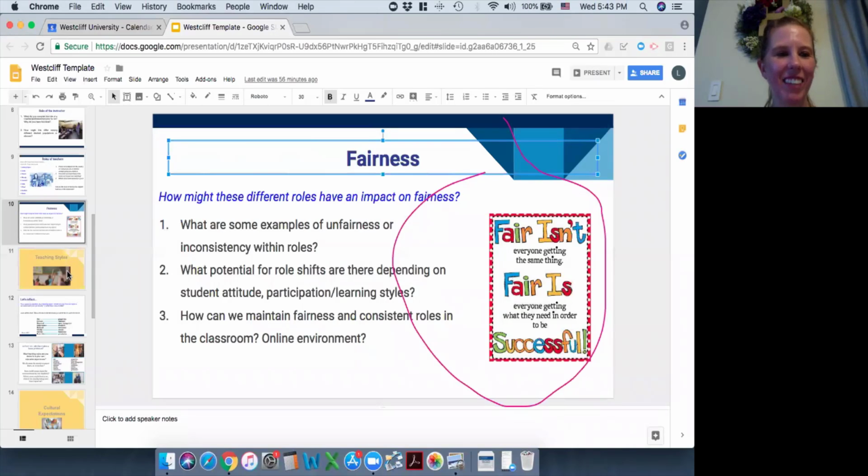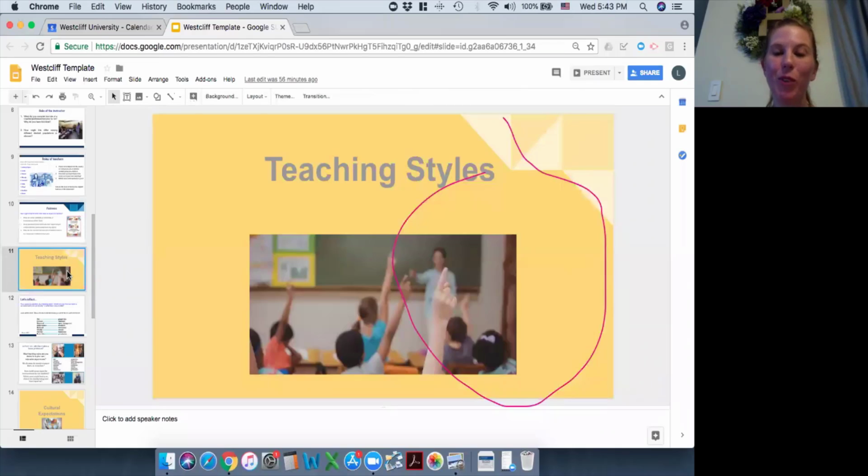So that is something that we can look into. I want to move into teaching styles because it ties into our personality type or our role of students there.